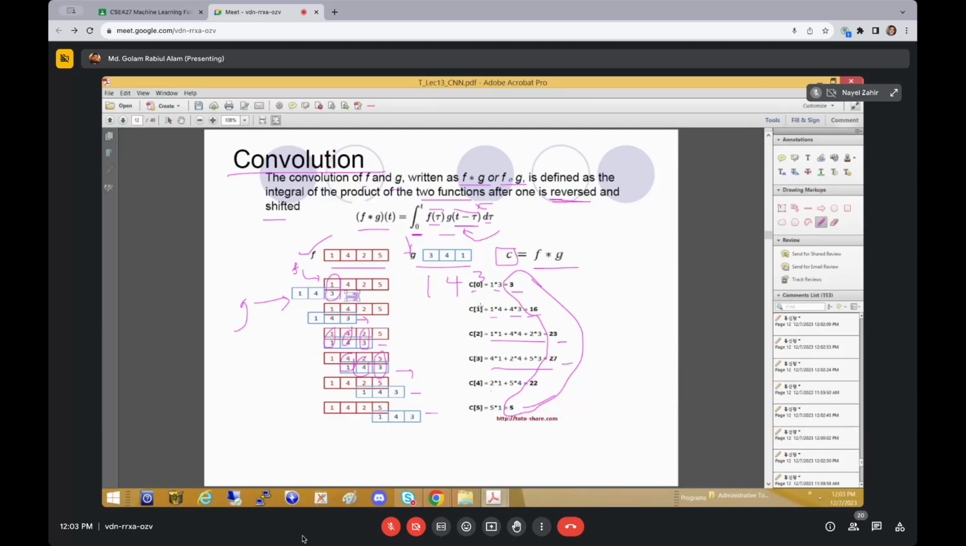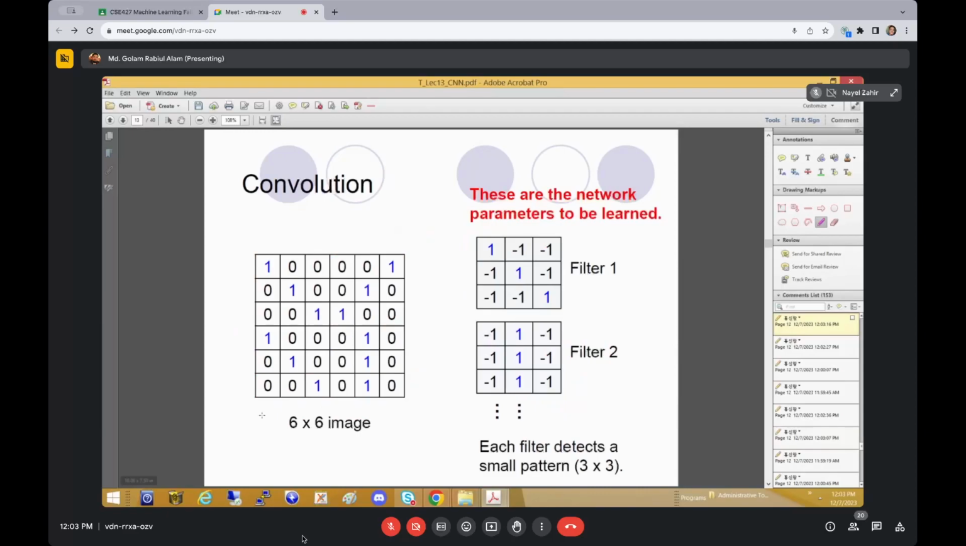If we apply the convolution operation on two-dimensional data, like here, if we consider our 6 by 6 image, in this case this is one function. If we consider this is our f, then we have to think about the g. G is our kind of filter. So for the convolution operation in 2D, we have to divide this image into patches. The patch should be the same size as the filter.